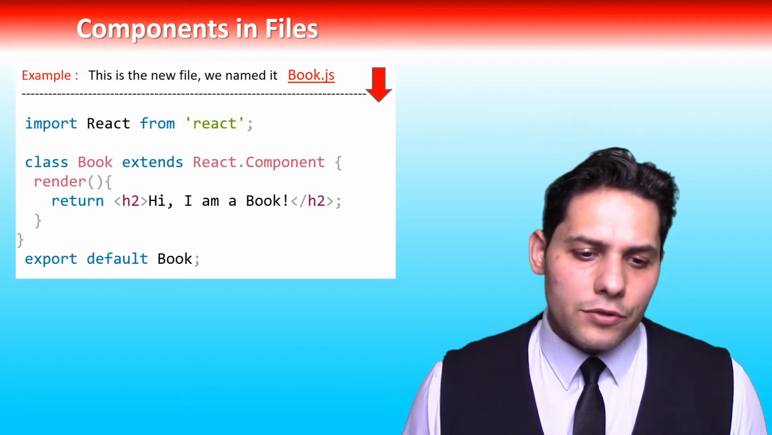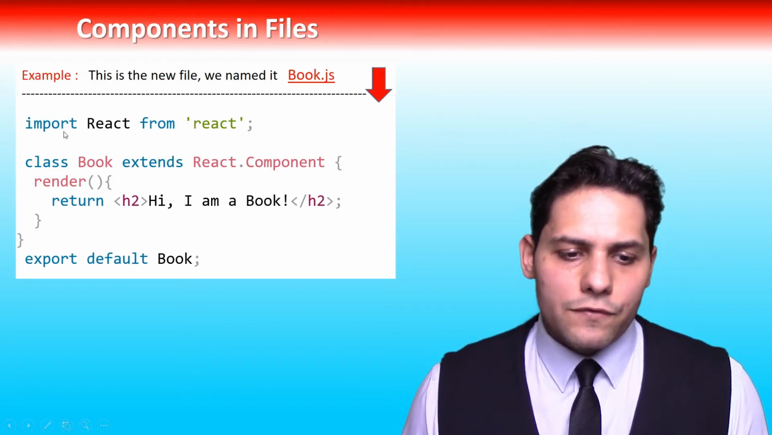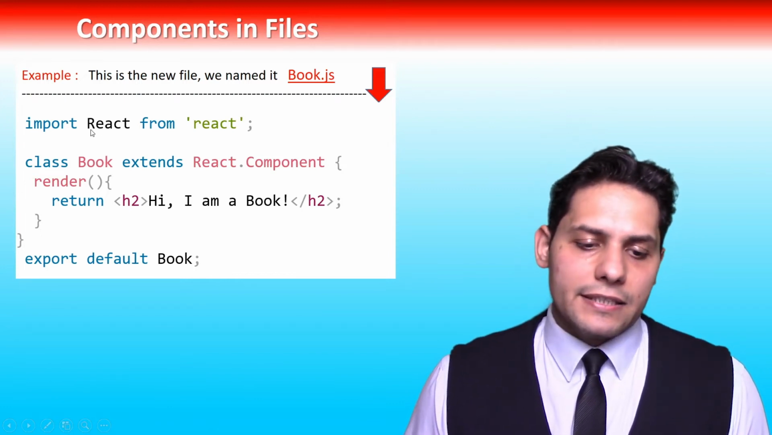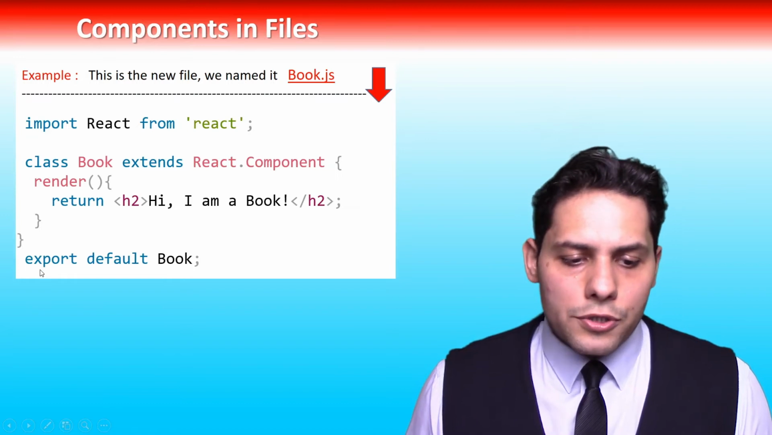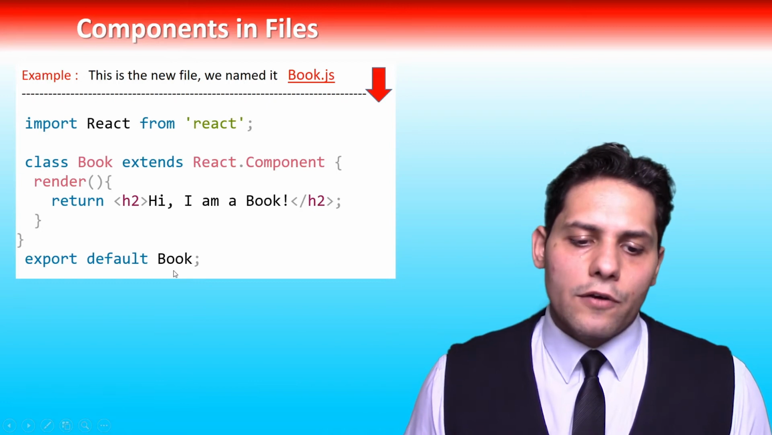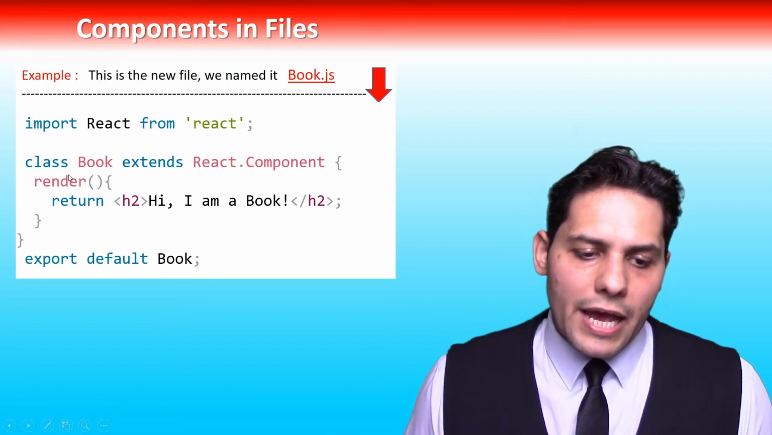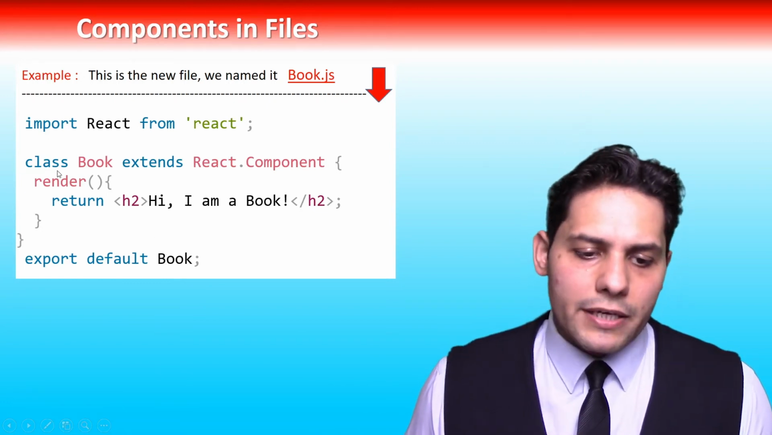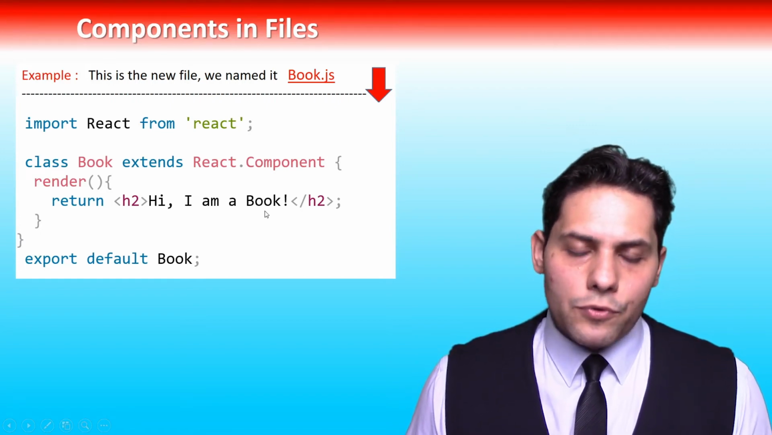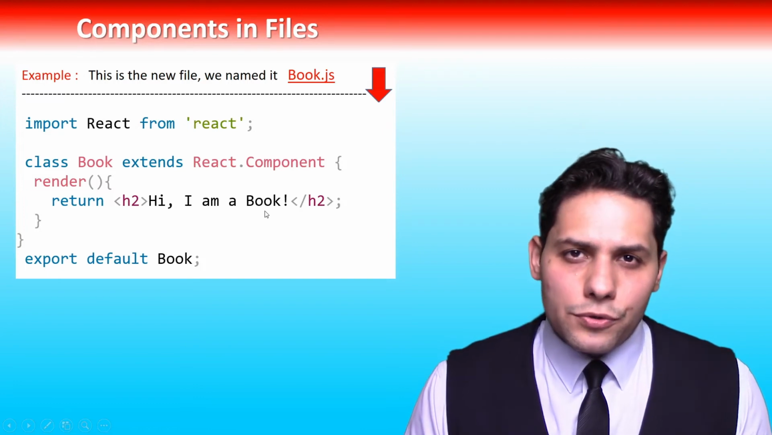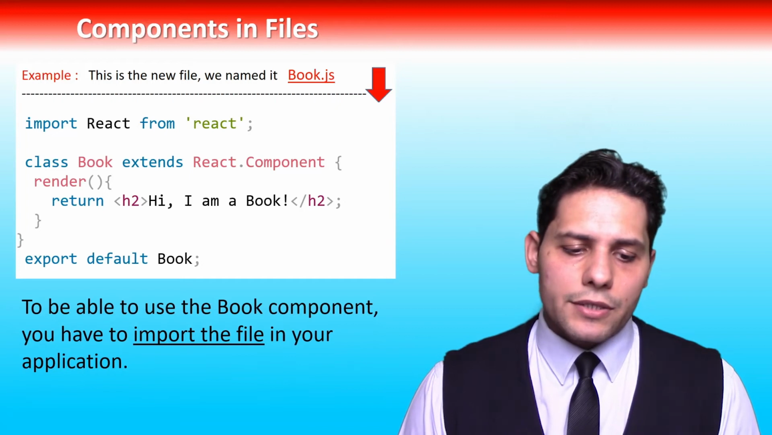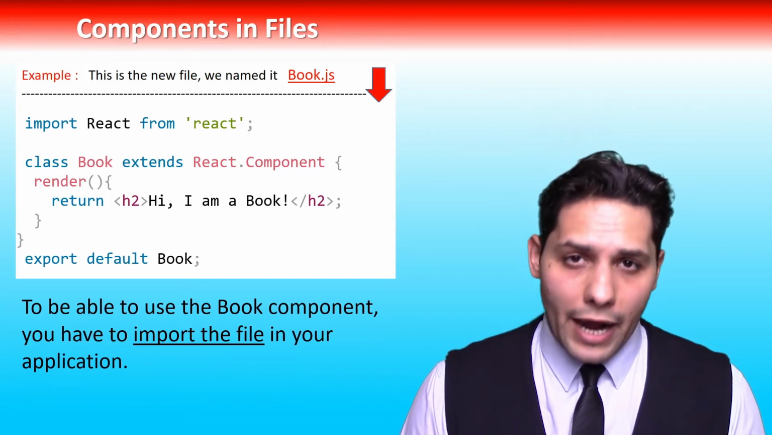But in this file you should pay attention that in the first line we should write import React from React, and in the last line you should have export default, the name of your component, which here for us is book. It's a very simple component, a class component that will return hi, I am a book in an h2 tag. But to be able to use the book component, you have to import the file in your application.